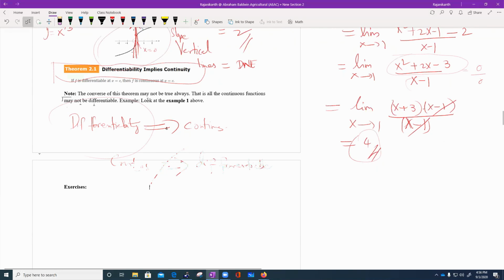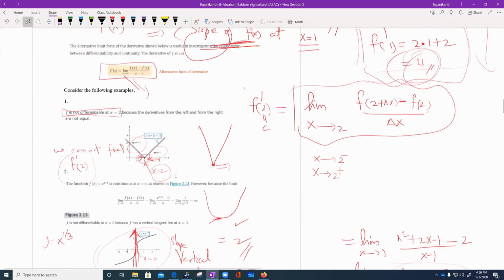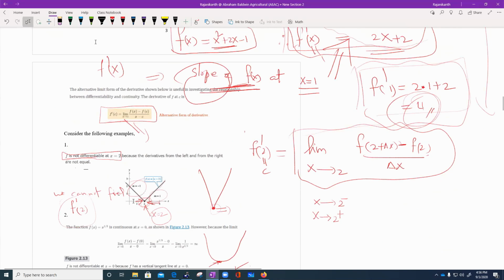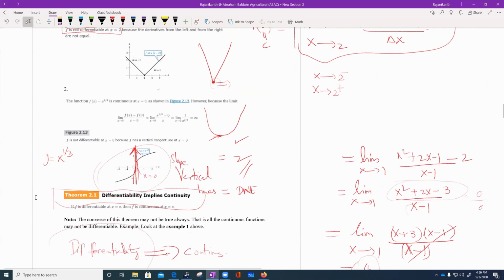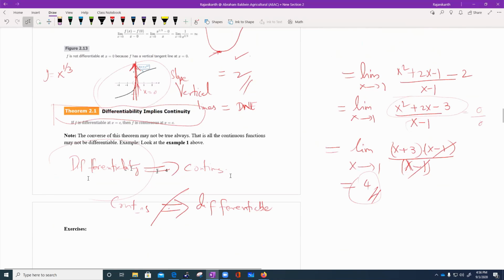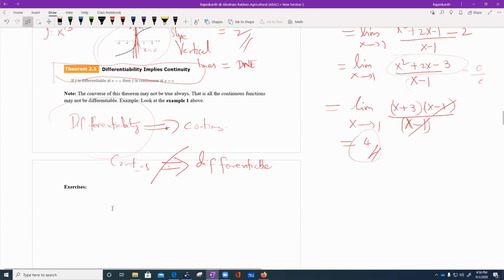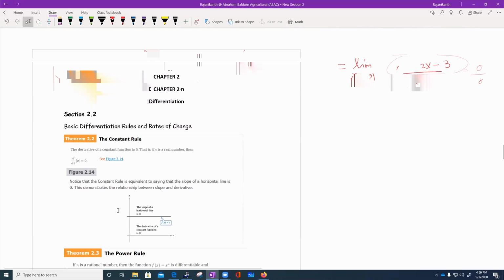The converse of this theorem may not always be true, right? All the continuous functions are not differentiable. For example, look at this first one. Remember, this graph is continuous, but it is not differentiable at 2. Therefore, continuity does not imply differentiability. But differentiability will always imply continuity. You see that? Okay, so let me go through 2.2.